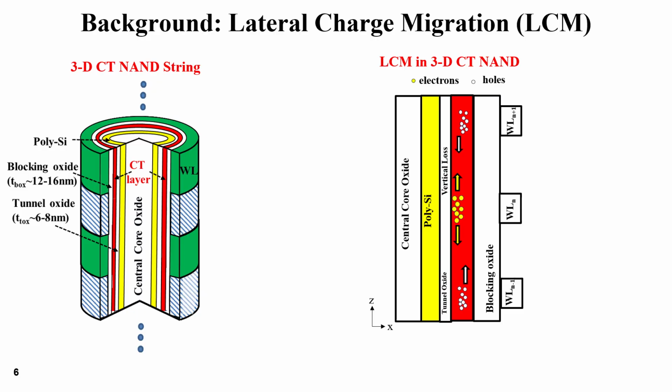In charge trap 3D NAND, both electrons and holes can migrate laterally along the nitride storage layer. This lateral movement redistributes stored charge between neighboring cells, especially along the vertical string. In fresh unirradiated devices, shallow trap electrons are the primary contributors to this process. Their movement leads to early retention loss, particularly in TLC and QLC chips, where threshold voltage windows are narrow. Understanding how radiation interacts with this mechanism is central to this study.